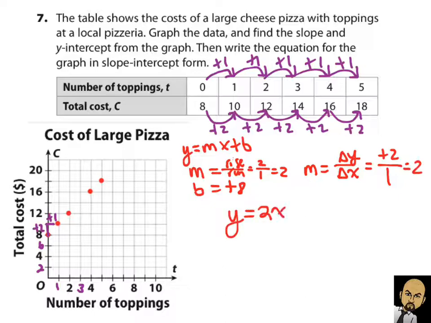And so our equation is going to be y equals 2x plus 8. Now, the answer is going to be a little bit different, because they use c for y and t for x. And so they're using the number of toppings and the total cost.